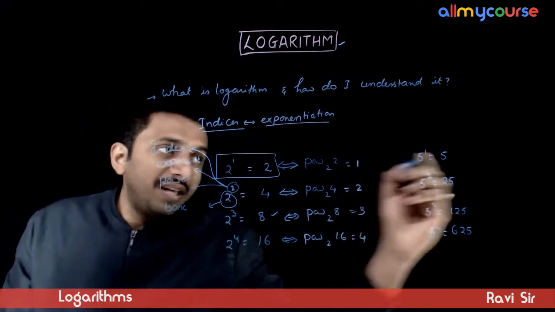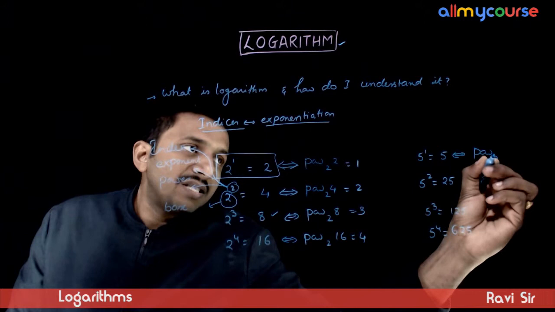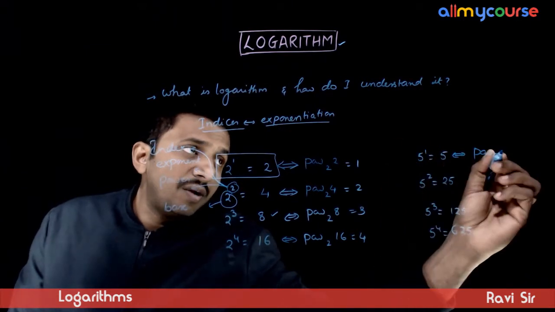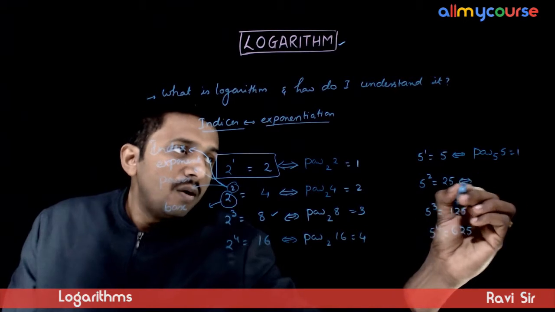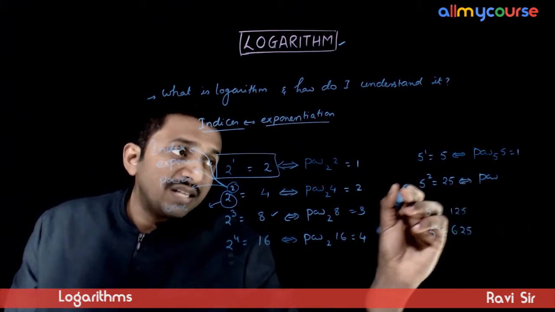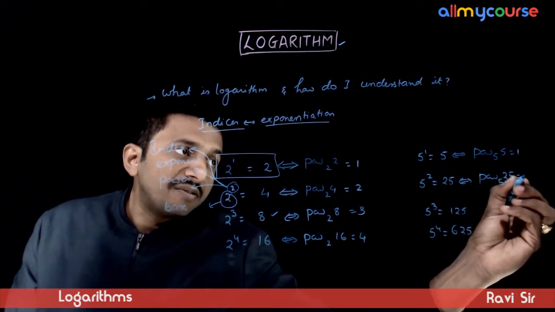Now let's do the same thing here. What is the power to which the base 5 has to be raised to get 5 as the answer? The answer is 1. What is the power to which base 5 has to be raised to get 25 as the answer? The answer is 2.